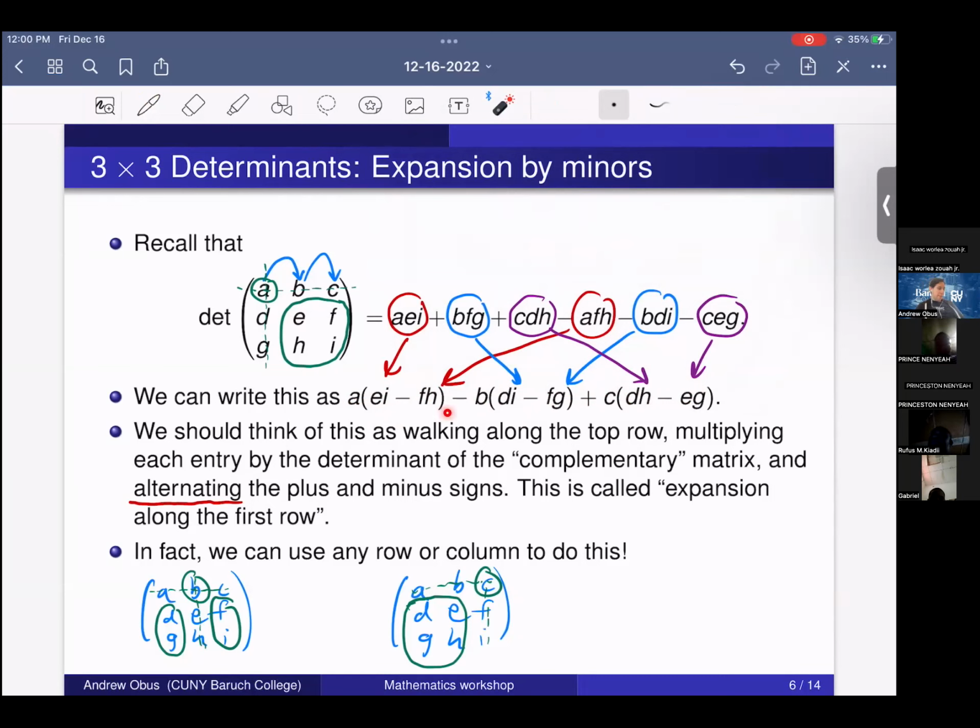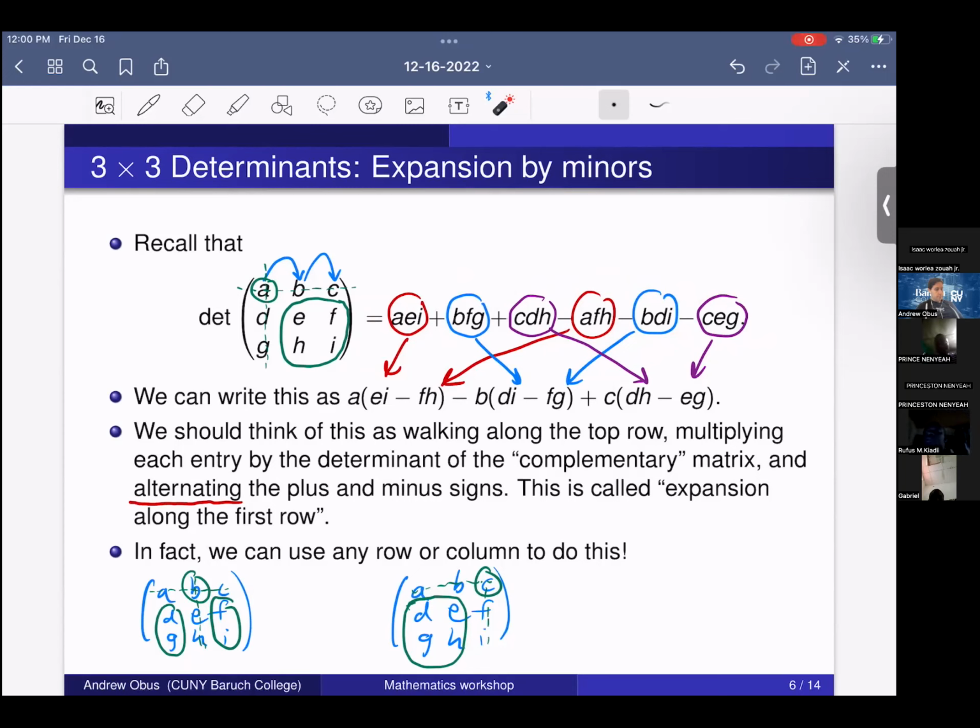And this is one way, if you can't remember this formula, that you can rederive it in a way that I think is a little bit easier to remember than to memorize this big polynomial over here. Is there a question? Yes, sir. Yes, Prince.